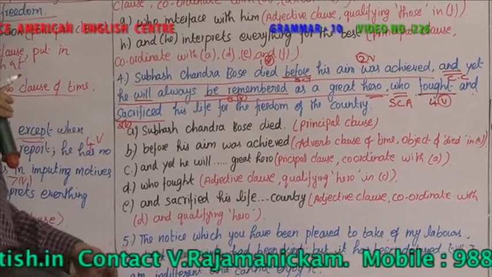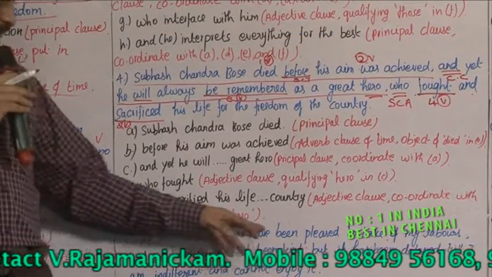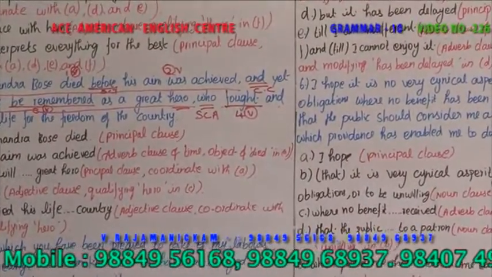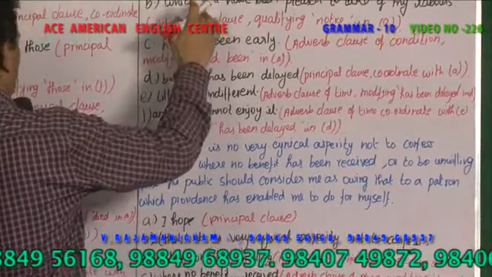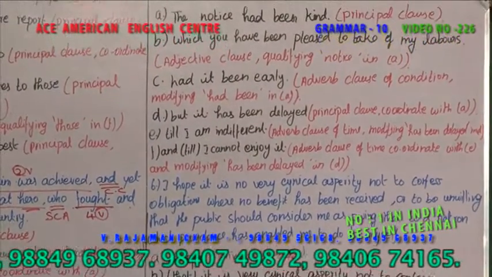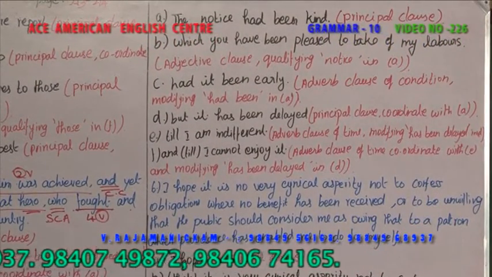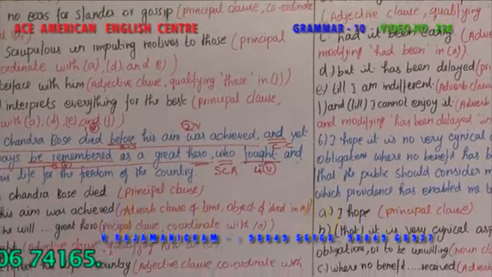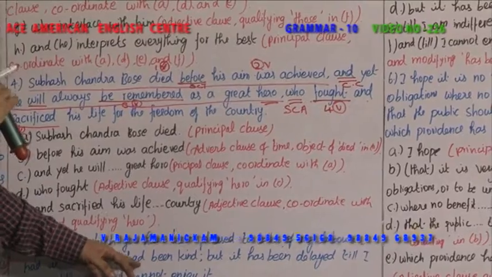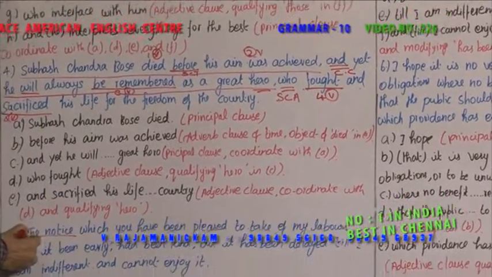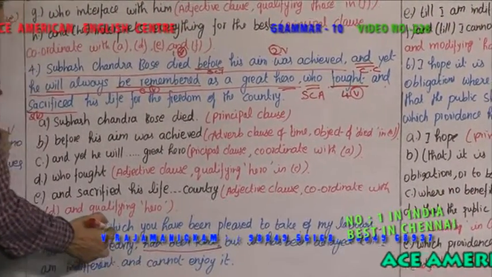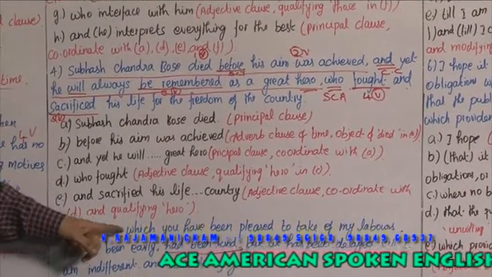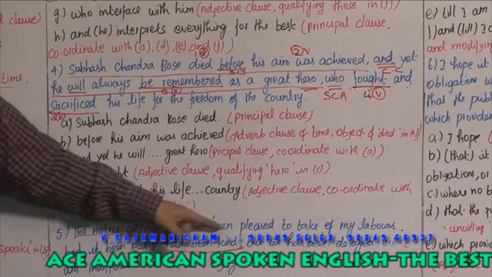I cannot enjoy it. What do you mean by that? Once again, the notice which you have been pleased to take of my labor. So you see, which is the main sentence here? The notice. Which is the main sentence? The notice. Yes, the notice had been kind. Why are you not taking which? Because the which stands for what? The notice. It is a description about the notice. So you are leaving it alone.